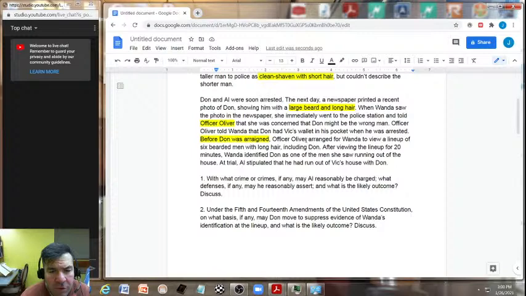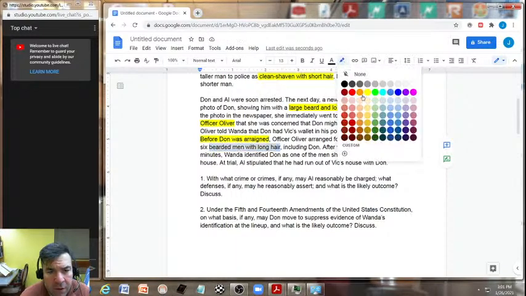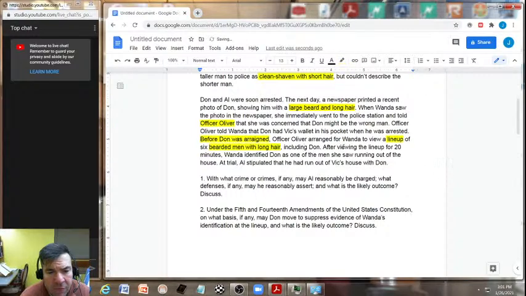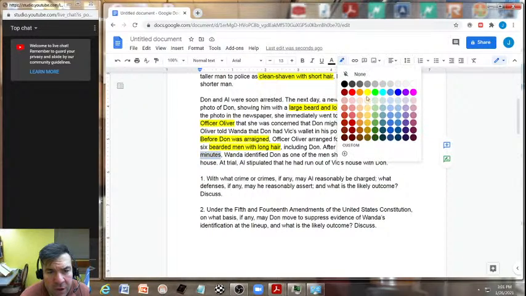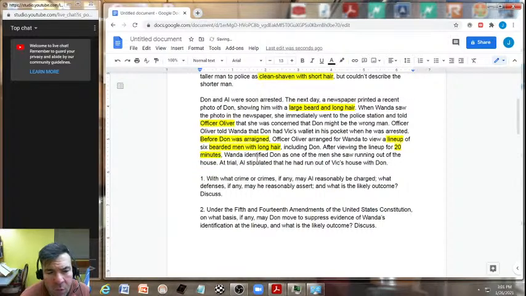Now, Officer Oliver arranged for Wanda to view a lineup. Very important word here, I want to make sure to pay attention to, of 6 bearded men with long hair, including Don. After viewing the lineup for 20 minutes, which is a very short period of time, by the way, but it's possible, could be a reasonable period, Wanda identified Don as one of the men she saw running out of the house. At trial, Al stipulated that he had run out of Vic's house with Don.